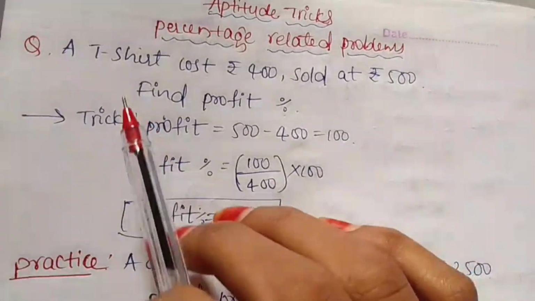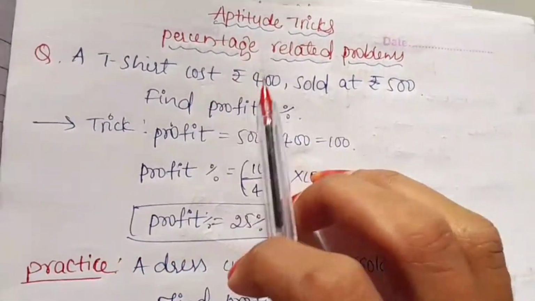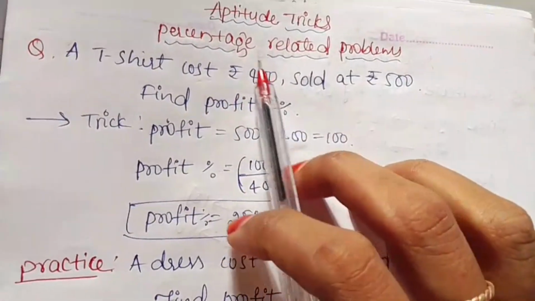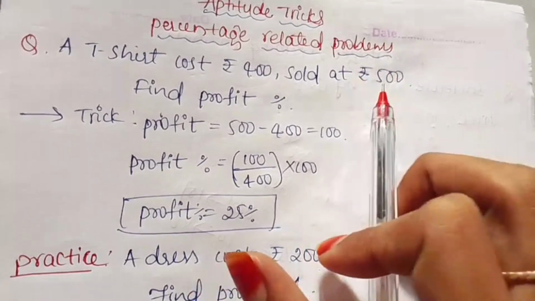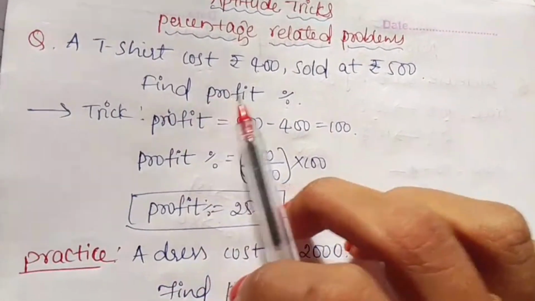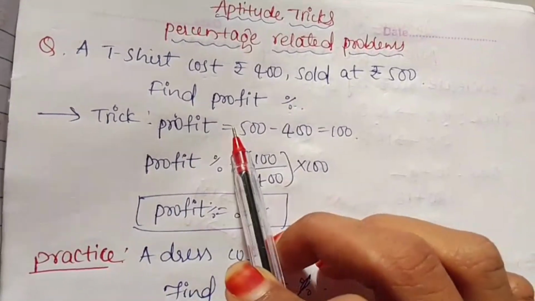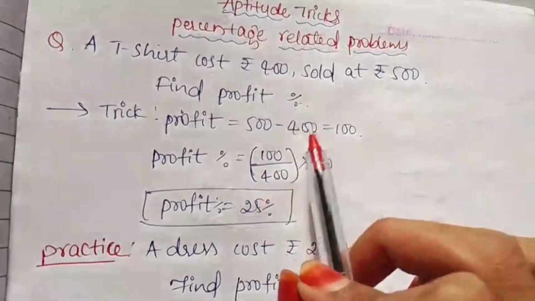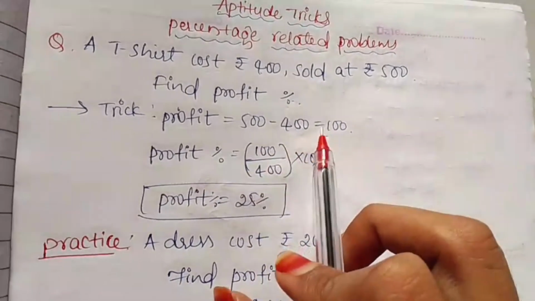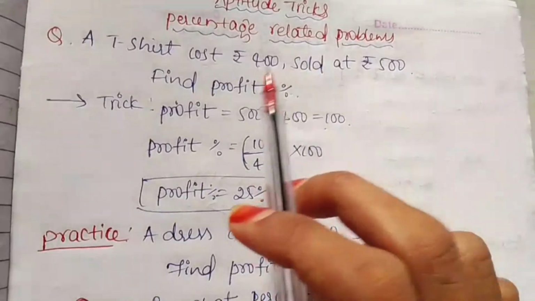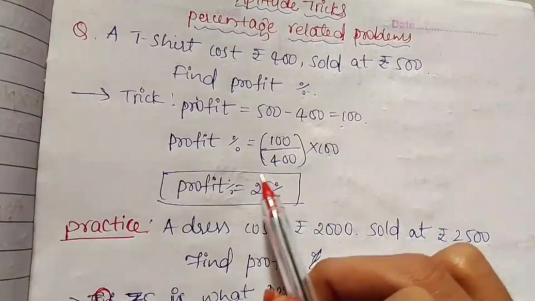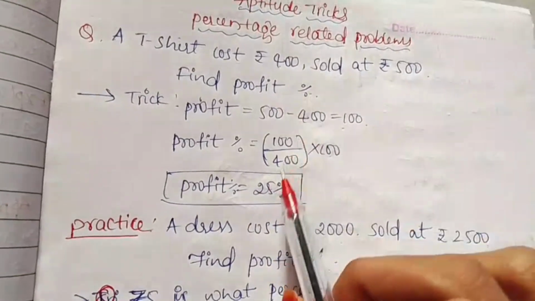Let us see one more question. A t-shirt cost 400 and sold at 500. Find the profit percentage. The actual cost is 400 and it sold at 500. Here the profit is 100 rupees. They have told to find the profit percentage. Profit is equal to 500 minus 400, that is 100. Profit percentage is equal to the profit 100 divided by 400, that is the actual cost of the t-shirt, into 100. It is 25%. The profit percentage is 25%.